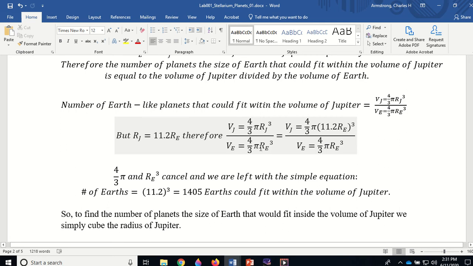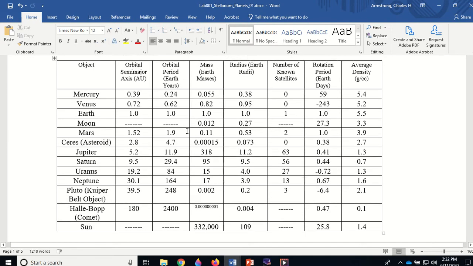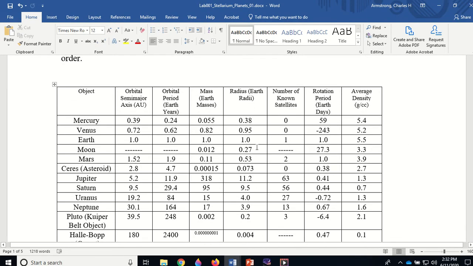But if you notice, a lot of these things are the same. They'll cancel out. The 4/3 pi will cancel out. The Earth cubed will cancel out. We'll be left with just 11.2 cubed. 11.2, if you look up here, that's in this column here, Earth radii. So that's how many times larger Jupiter's radius is compared to Earth. So you could fit just about 11 Earths across the diameter of Jupiter.